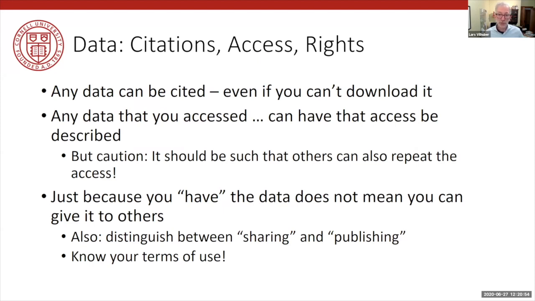So takeaway on the data part: citations, access, and rights. You need to be aware of your rights and the restrictions of those rights. Any data can be cited, even if you can't download it. It's a very simple 5-point checklist to construct a data citation. Any data that you accessed can have that access be described. But caution, just because you accessed it in a particular way doesn't mean that others can go through the same path. So for instance, US taxation data.